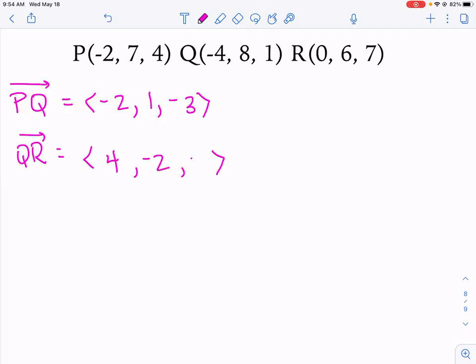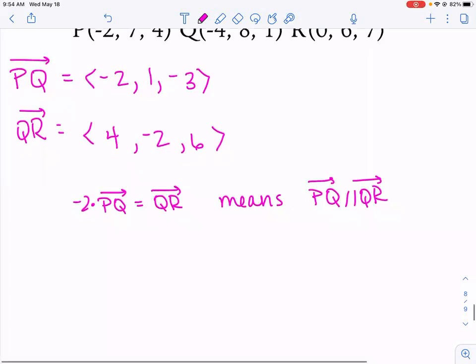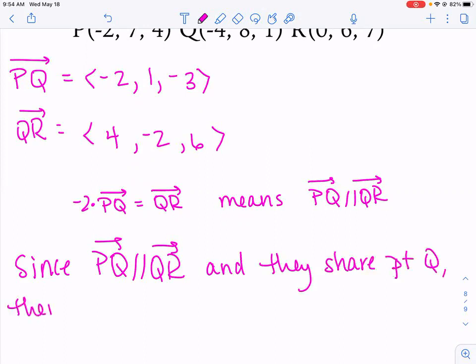Terminal minus initial. Okay, so do you notice how if we take PQ and we multiply it by -2, we get QR? Okay. So that means that PQ is parallel to QR. That's what that means. So since PQ is parallel to QR and they share point Q, then P, Q, and R are collinear.